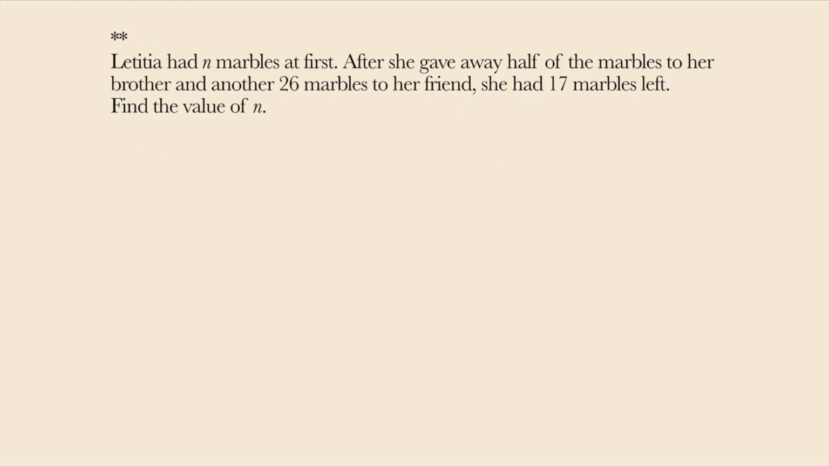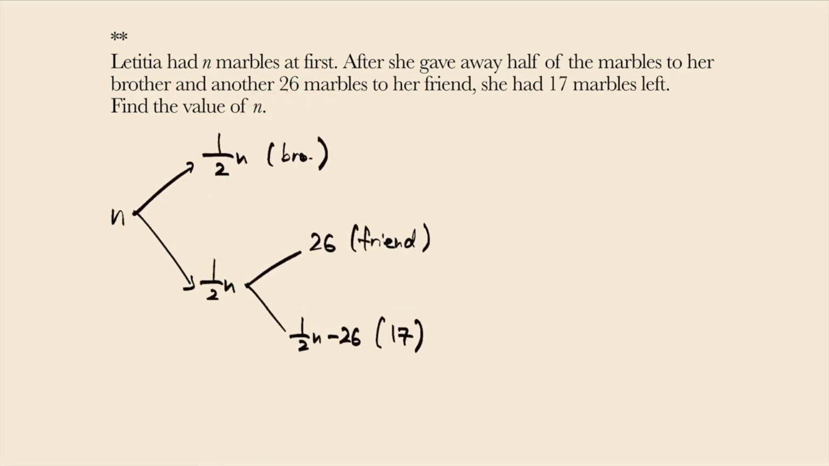So Letitia had n marbles at first. After she gave away half to her brother and another 26 to her friend. So how would the model look like? n at first, half to the brother, which means she had half n left. From here, an actual 26 was given to her friend, which means it would be half n minus 26.